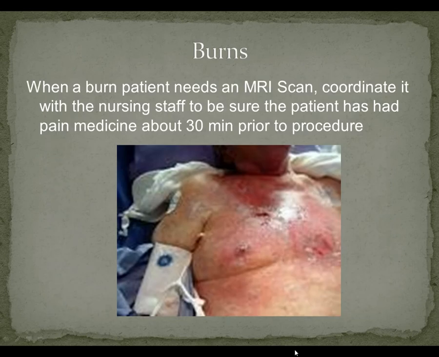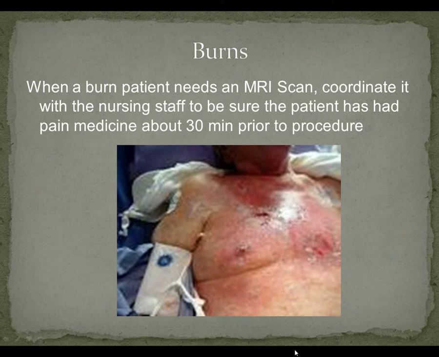Burns are frequently associated with respiratory problems, so you may encounter these types of patients if you work in a hospital that has a burn unit. When a burn patient needs an MRI scan, coordinate it with the nursing staff to be sure the patient has had pain medicine at least 30 minutes prior to the procedure.